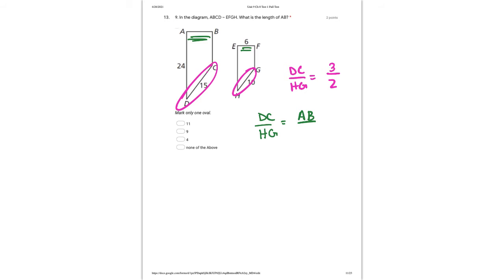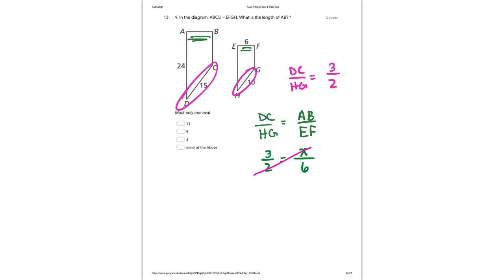And then HG came from the small triangle, so I have to put EF on the bottom because that's also from the small triangle. So you can see you should have DC from the big quadrilateral, AB from the big quadrilateral, HG from the small quadrilateral, EF from the small. So I'm comparing corresponding sides between the two triangles. Now DC over HG, we already know that's 3 over 2. AB is what I'm looking for. Again, I'm going to call that X, but EF I know is 6.